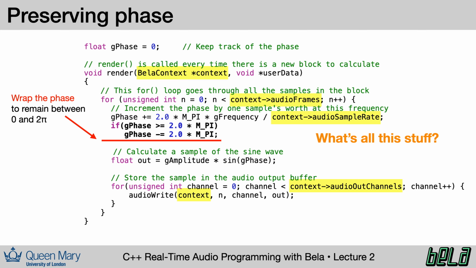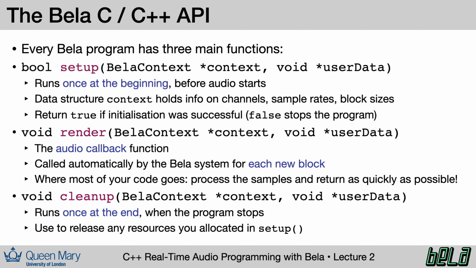So what is all this about? This takes us into the basics of the Bela C API. The first thing to know about writing a Bela program is that you should implement three main functions. There is a function called setup. This runs once at the beginning before the audio starts being calculated.